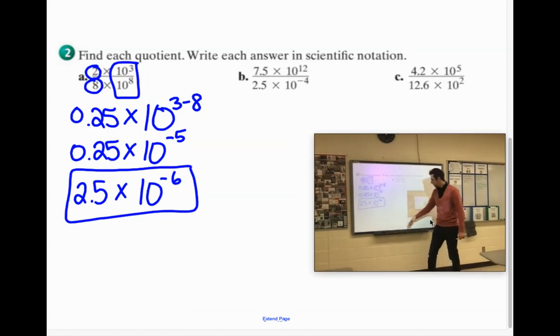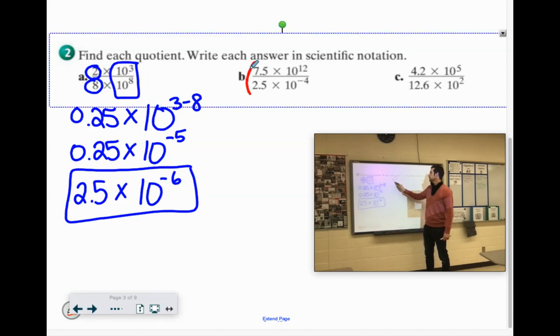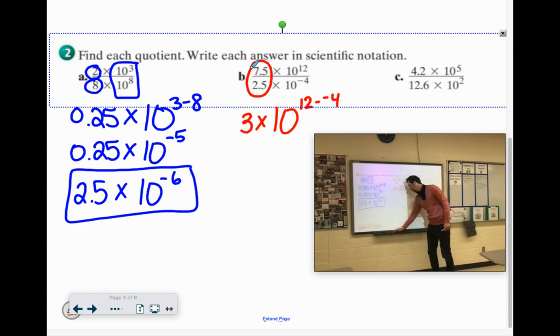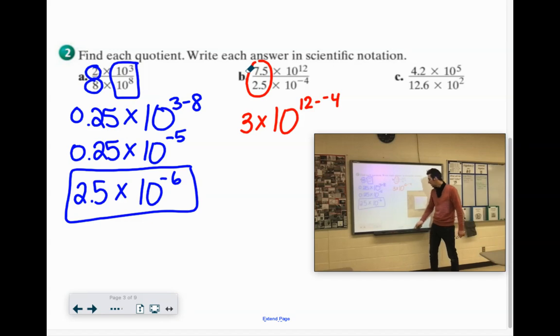So trying this one, we're dividing the normal numbers. 7.5 divided by 2.5 is 3. And then on the 10, we're going to subtract the exponents. So we're doing 12 minus negative 4. Ooh, but Mr. Plant, if we subtract negatives, aren't we really adding positives? That's right, computer screen. So 12 plus 4 would be 16.